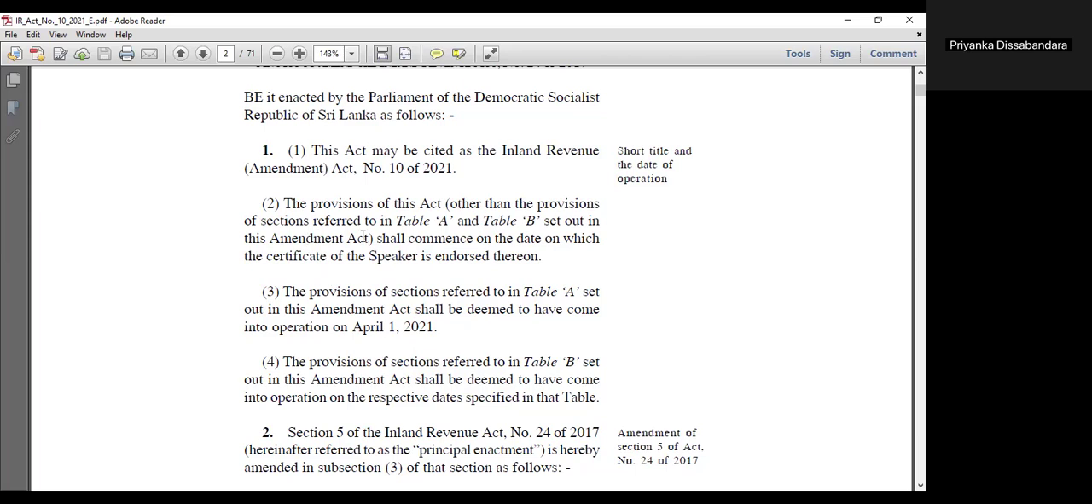Subsection 2 is for other than table A and B. It says other than table A and B set out in this amendment shall commence on the date on which the certificate of the Speaker is given.